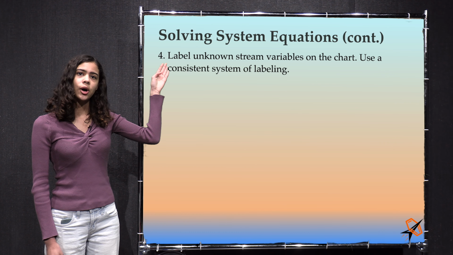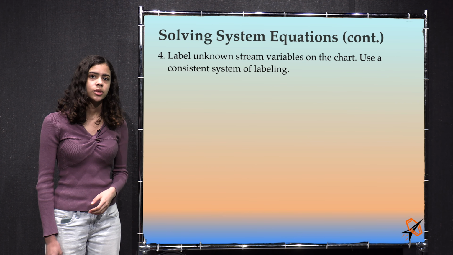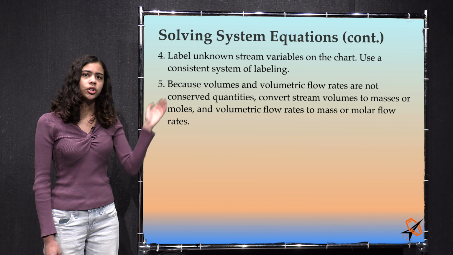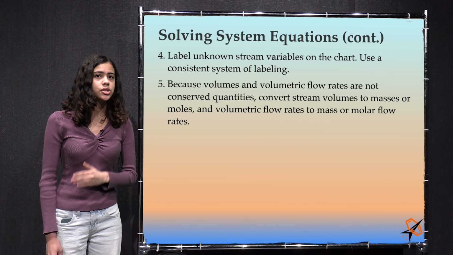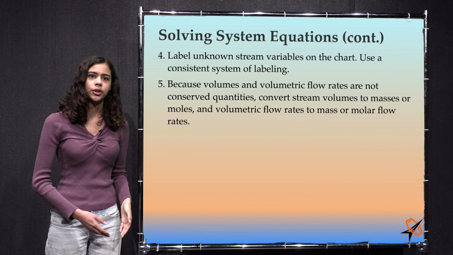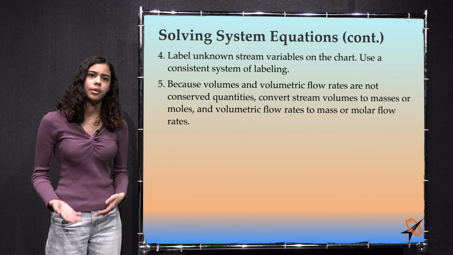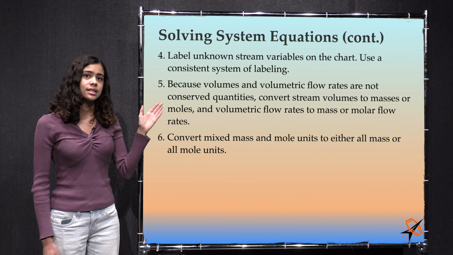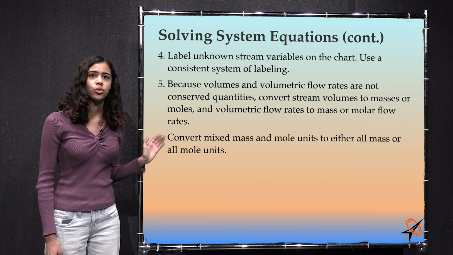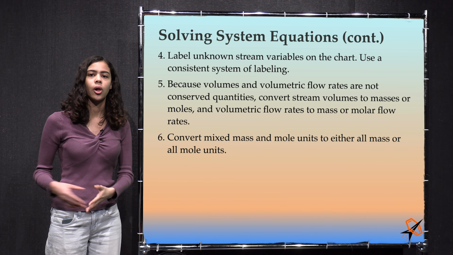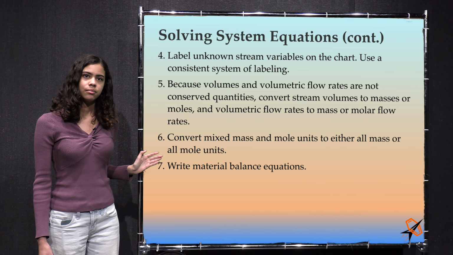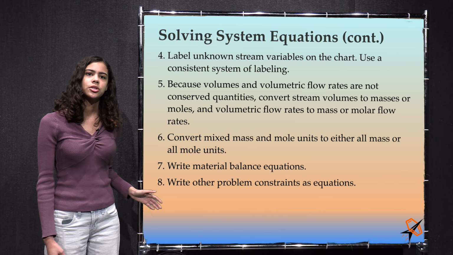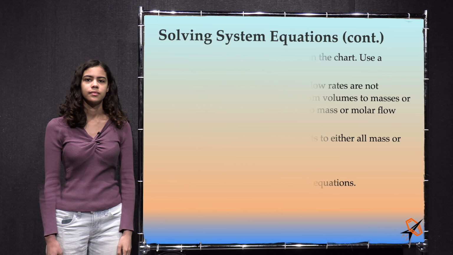4. Label unknown stream variables on the chart. Use a consistent system of labeling. 5. Because volumes and volumetric flow rates are not conserved quantities, convert stream volumes to masses or moles, and volumetric flow rates to mass or molar flow rates. 6. Convert mixed mass and mole units to either all mass or all mole units. 7. Write material balance equations. 8. Write other problem constraints as equations.